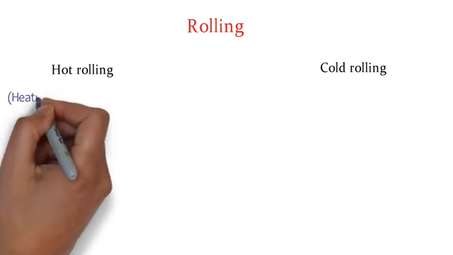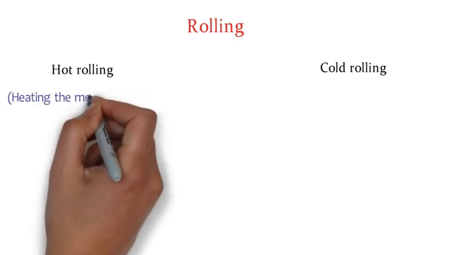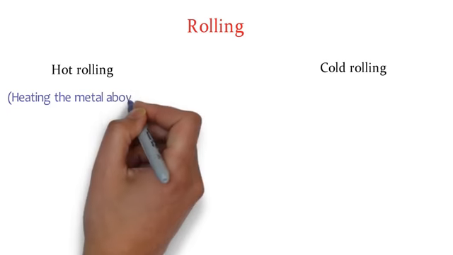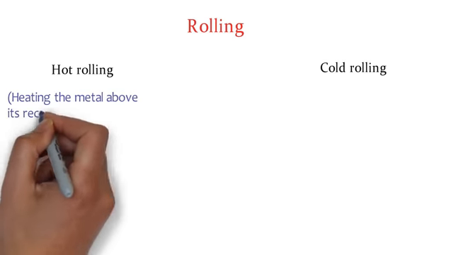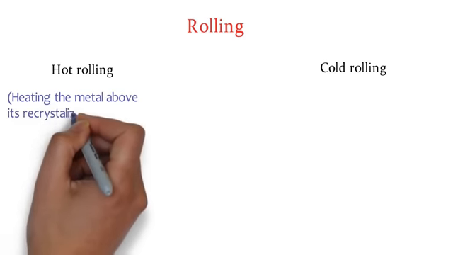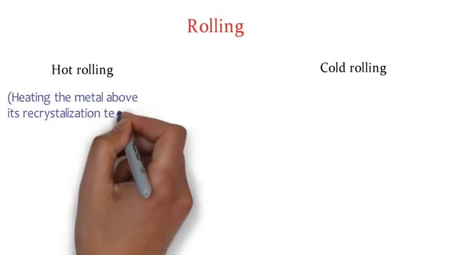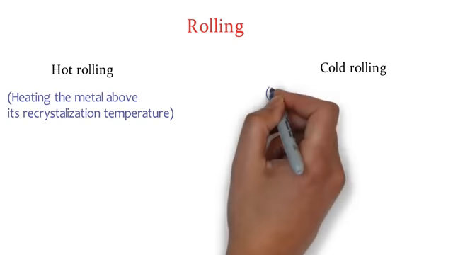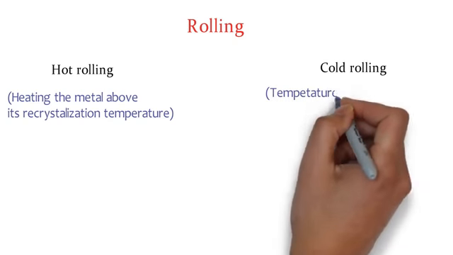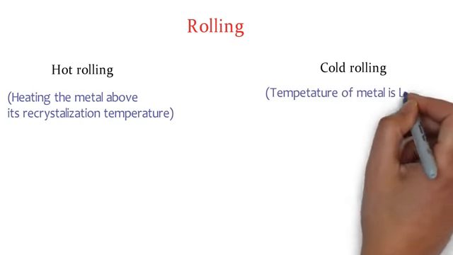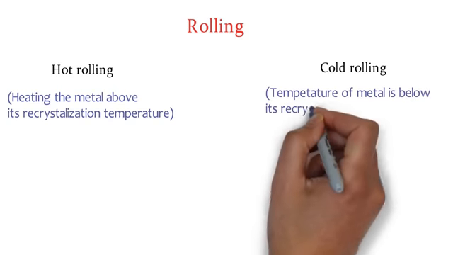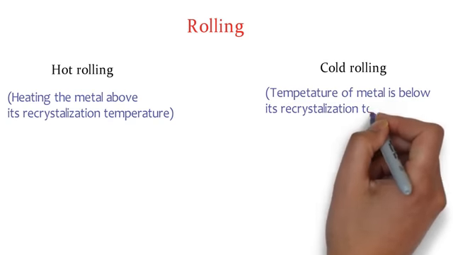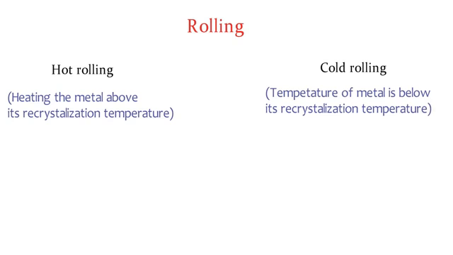Now, what is hot rolling? The rolling process in which metal to be passed between the rollers is heated above its recrystallization temperature, then the process is known as hot rolling. And obviously, if the temperature of metal to be passed between the rollers is less than recrystallization temperature, then the process is known as cold rolling.